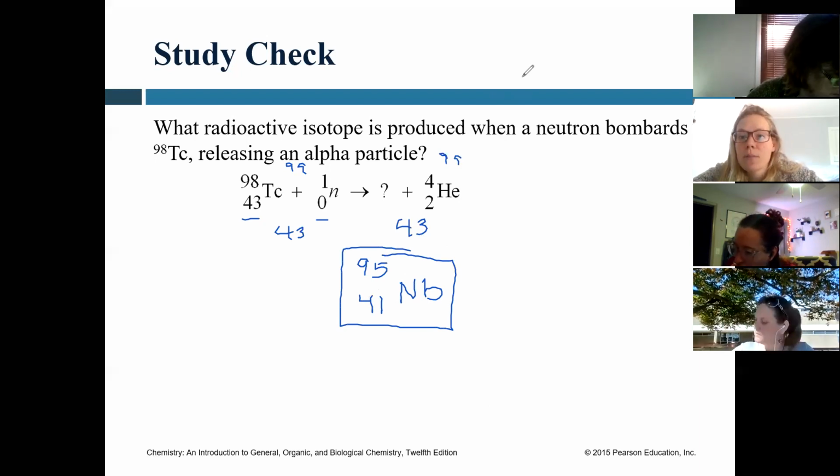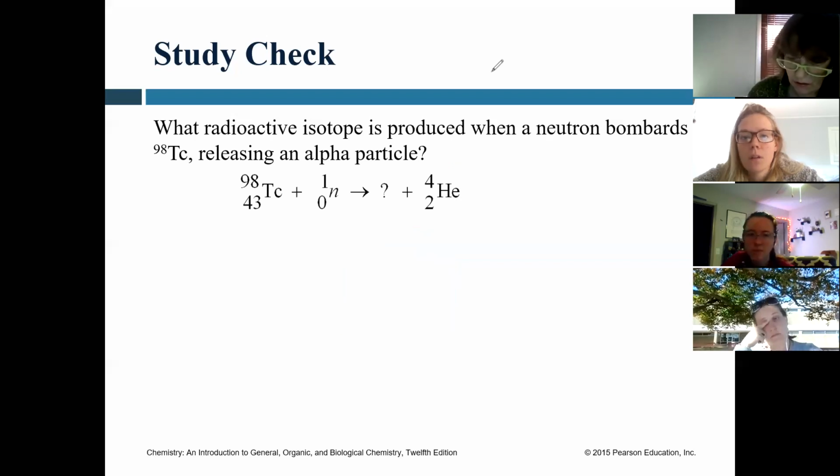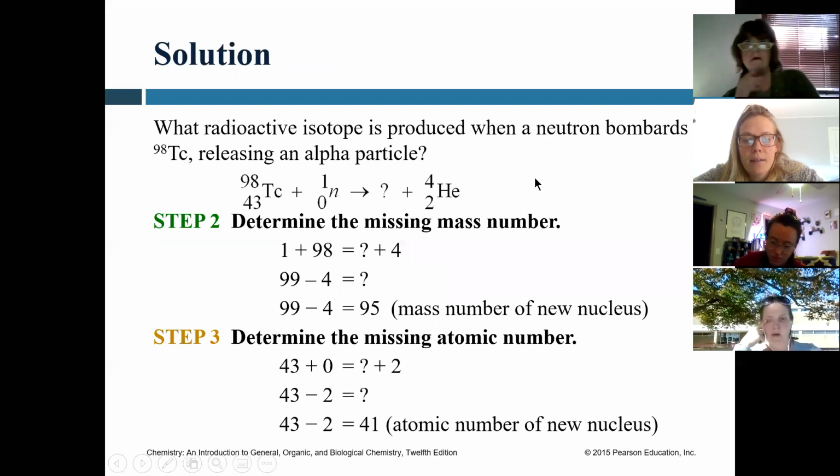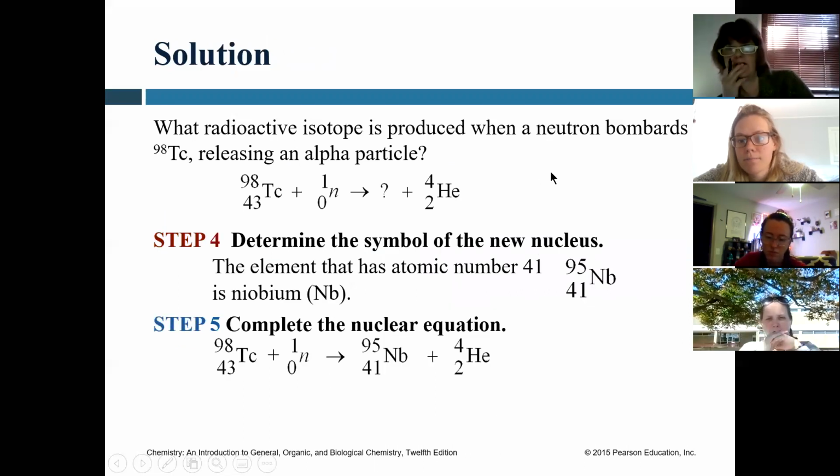I think nuclear chemistry sometimes scares people a little bit when they hear that chapter is coming around. It's like, oh, what are we going to do? It's not too bad. As long as you know what your particles are, it's just a matter of adding and subtracting. Go through what they had. There it is. Same thing.